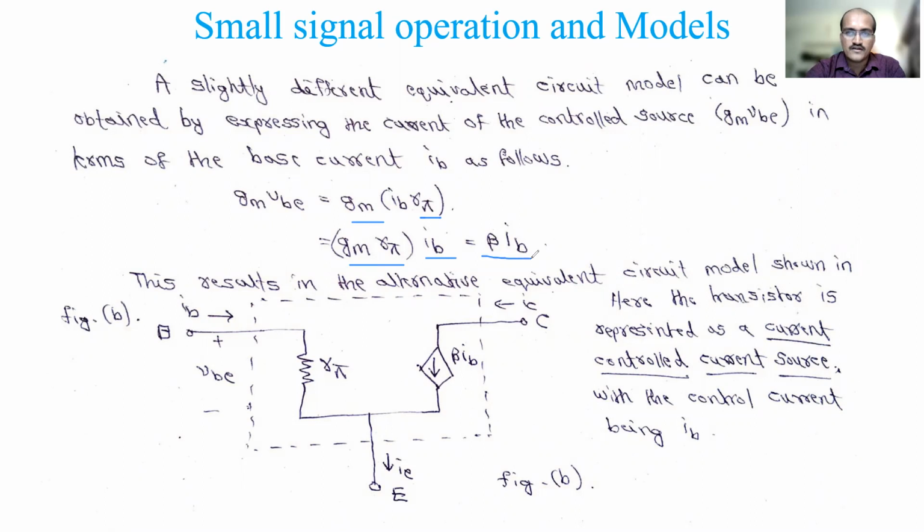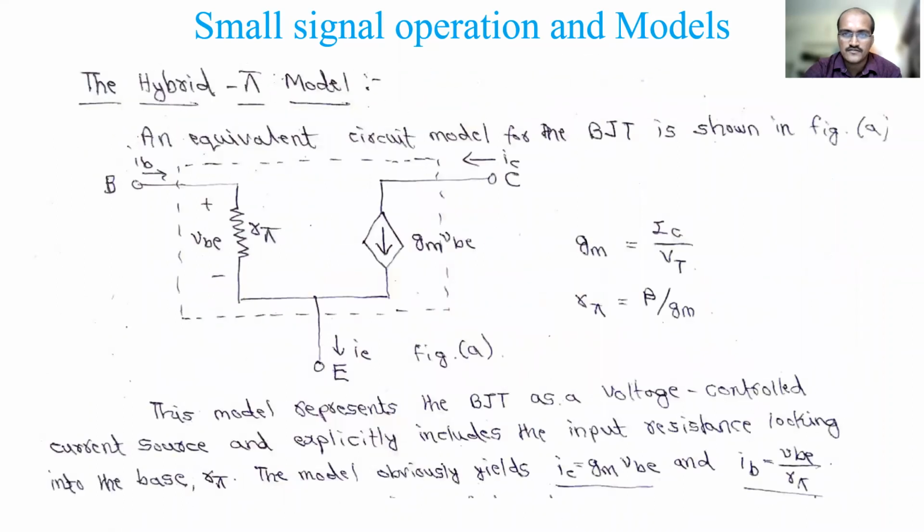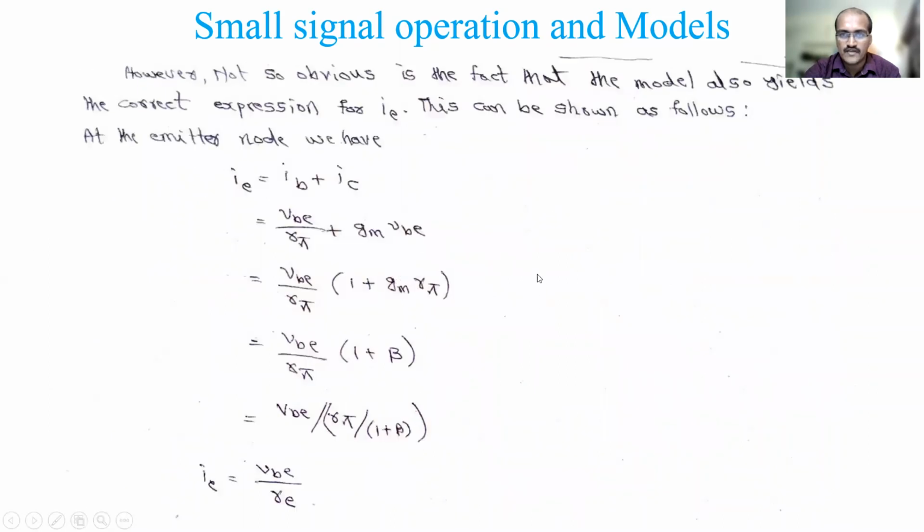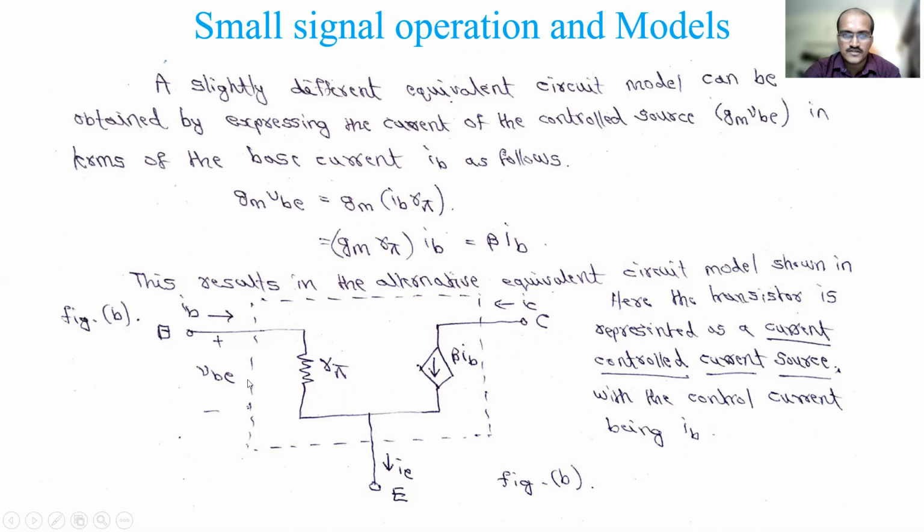So in the earlier picture you had gm into VBE, a voltage controlled current source. Now I can substitute it as beta times IB by these derivations. So the model is a little bit modified here, and this is called a current controlled current source. These two models we can use for the BJT. Whenever a BJT is connected in a circuit, we can replace it by a two-port network like this, called a current controlled current source or a voltage controlled current source. So that is the analysis.